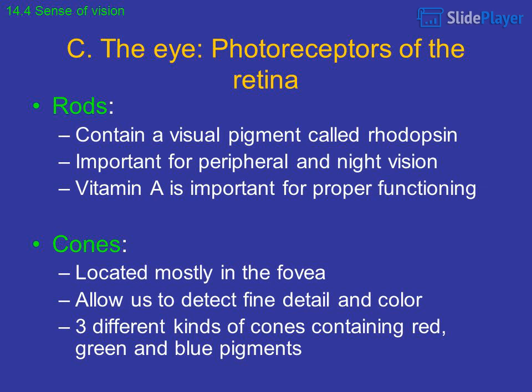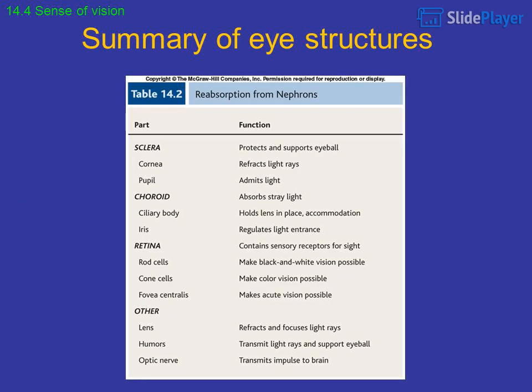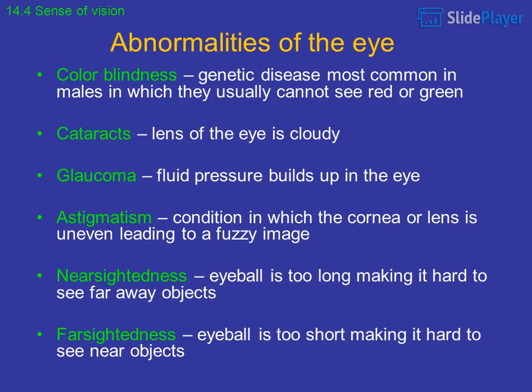Cones. Located mostly in the fovea. Allow us to detect fine detail and color. 3 different kinds of cones containing red, green and blue pigments. Rods and cones in the retina. Summary of eye structures, abnormalities of the eye.